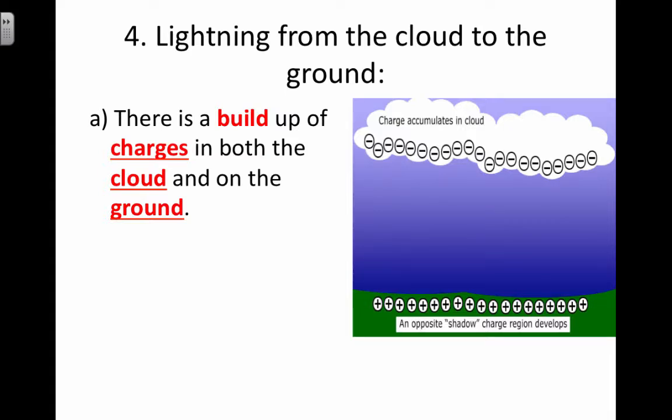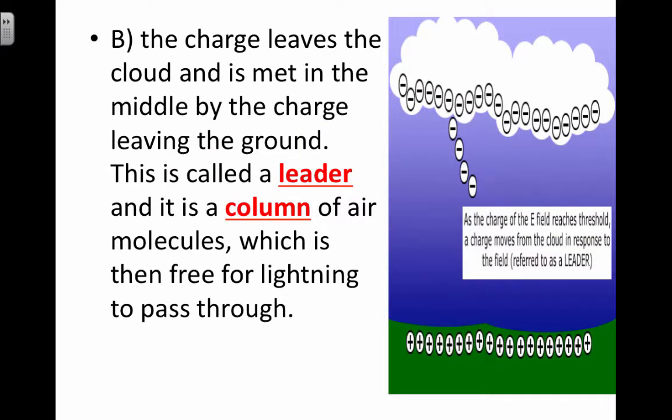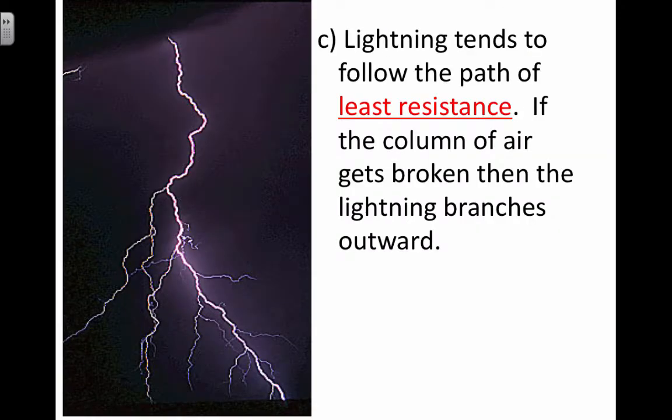From the cloud to the ground, you're going to have a buildup of charges in both the cloud and on the ground. The charge leaves the cloud and is met in the middle by the charge leaving the ground. This is what we call a leader, and it's just a column of air which the lightning can pass through. Lightning tends to follow the path of least resistance.